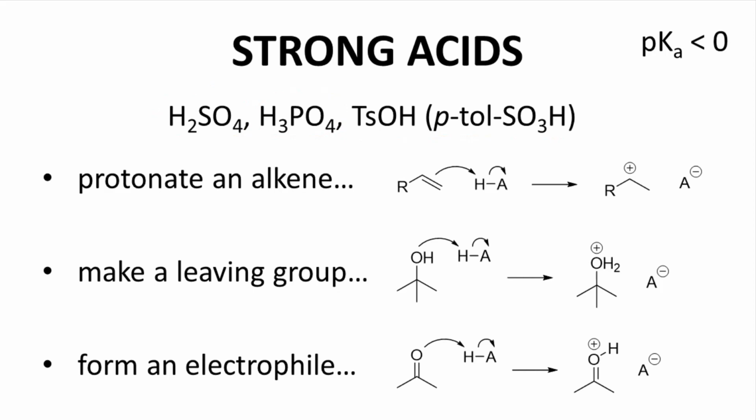They are excellent for tasks like protonating an alkene to make a carbocation, protonating an alcohol to make a leaving group, or protonating a carbonyl to make a stronger electrophile. What is excellent about these particular acids is that their conjugate bases, the A- counterions, tend to be very poorly nucleophilic. So the conjugate base forms and does not try to get involved in the reaction so that something else can do the chemistry. Attack the carbocation, kick out the leaving group, or attack the electrophile.